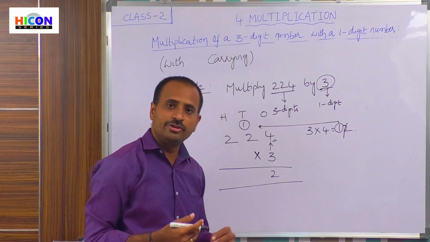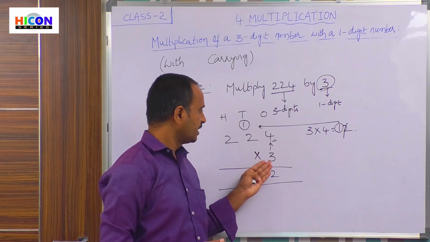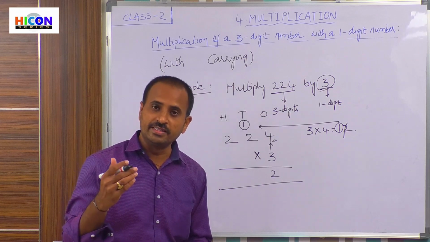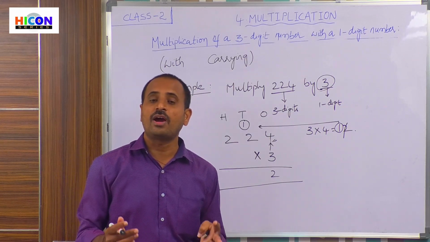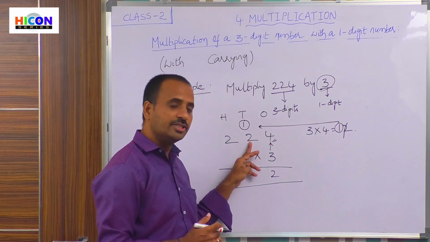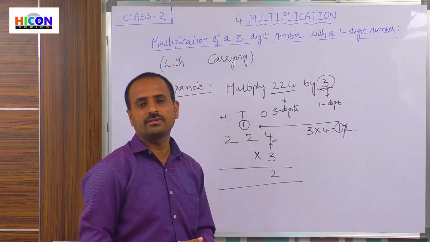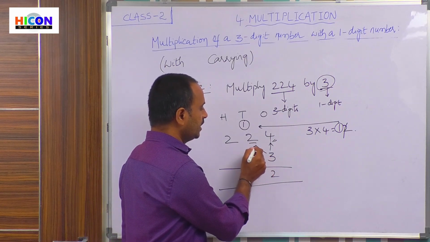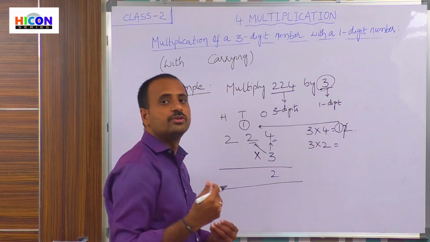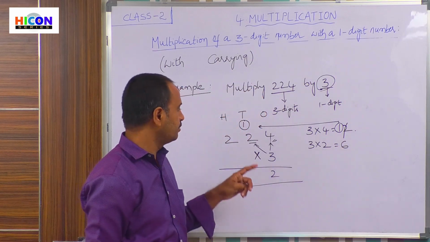Children, again continue the multiplication. Multiply the digit present in the tens place with 3 and add the carried number. We should remember that if there is any carried number in the place, we have to add that carried number to the product. So multiply the digit present in the tens place with 3 and add the carried number 1 to the product. Multiply 2 with 3, that is 3 into 2. Children, how much are 3 2s? 3 2s are 6.